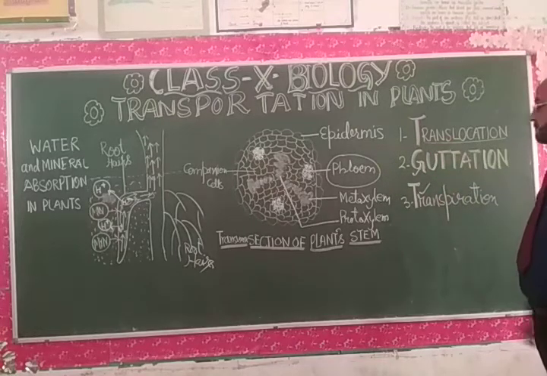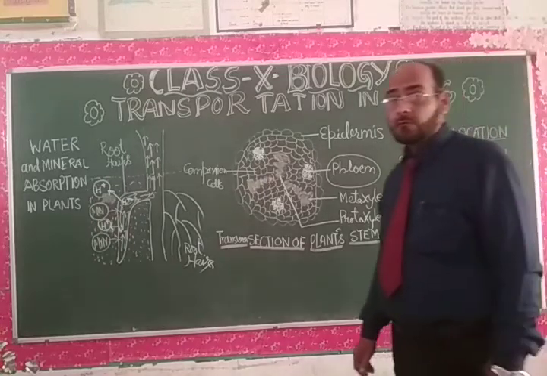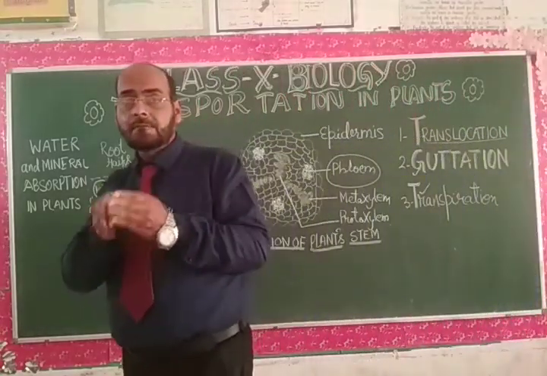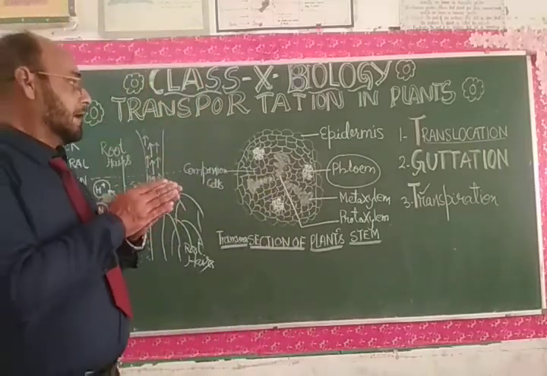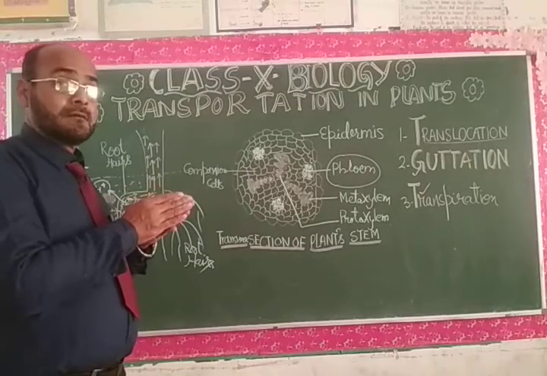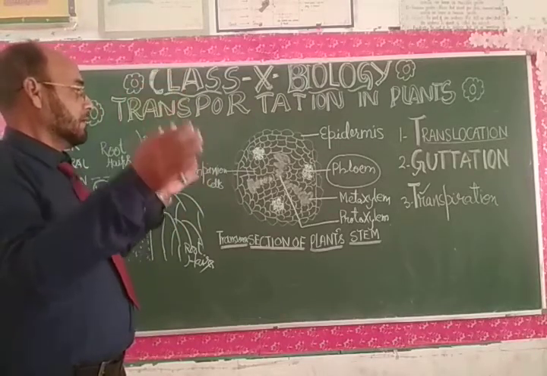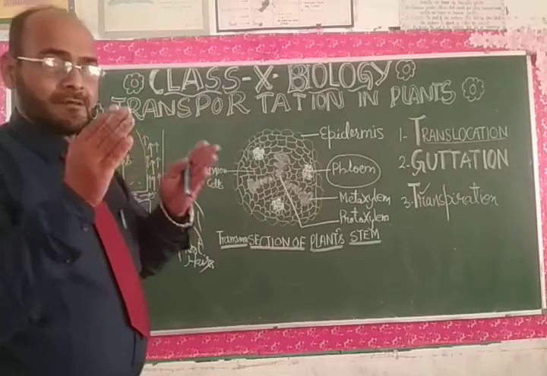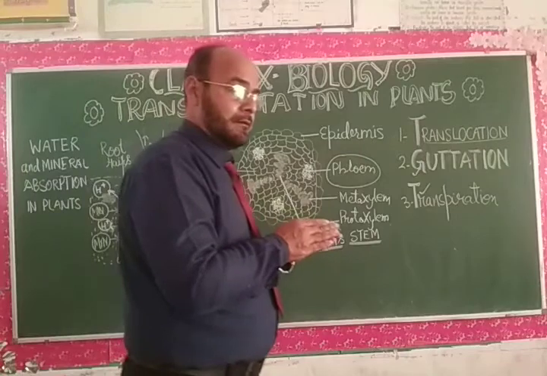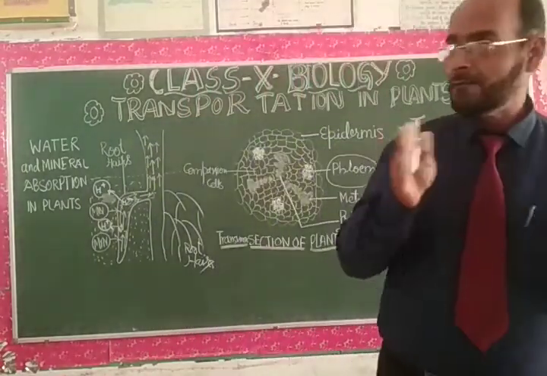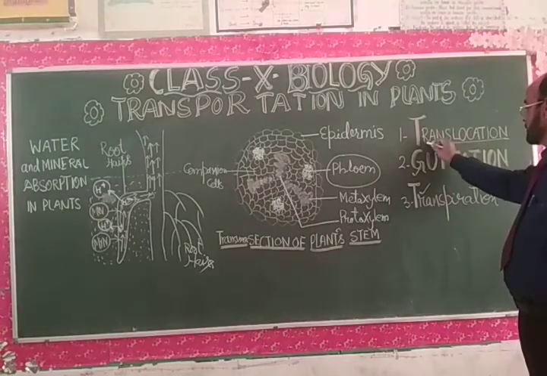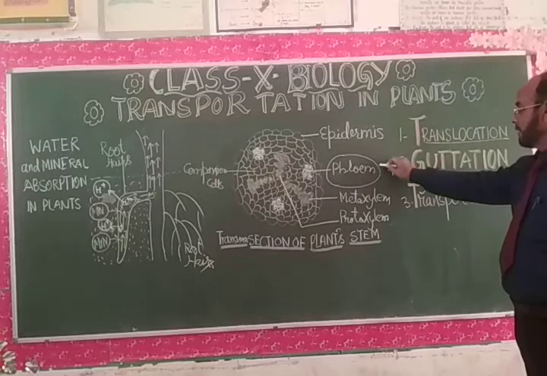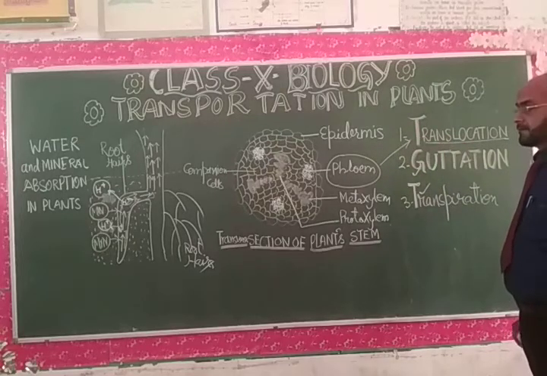Come to the translocation. Dear students, translocation means the distribution of food that is manufactured by plant leaves, to be distributed throughout the plant body wherever food is required for the survival of the cells, for the survival of the plant body. So translocation is the distribution of food throughout the plant body by the phloem.